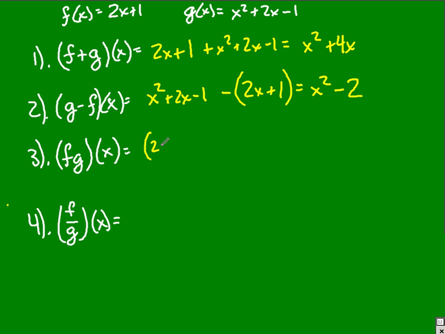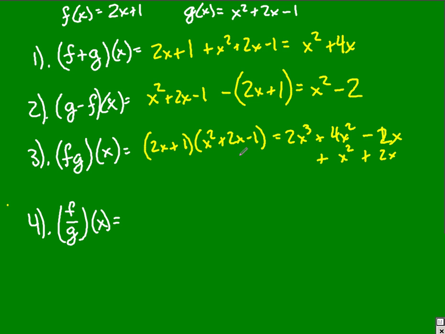F times g is the most cumbersome. 2x plus 1 times x squared plus 2x minus 1. If I want to look at this one, I'm going to have to do some FOILing here. So I'm going to have 2x cubed plus 4x squared when I do the next one, 4x squared minus a, no, I'm sorry, that should be minus a 2x when I do my first times the last. Then for the inside ones, I'll have another x squared, so I'll put that down here, x squared. I'll also have a plus 2x, and I'll also have my minus 1. And then I'll add these together, 2x cubed plus 5x squared, and the x terms go away, so just minus 1 for the last part there.